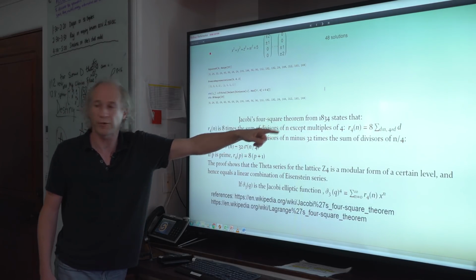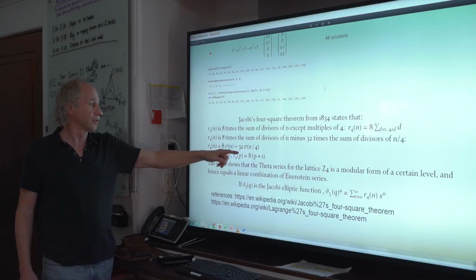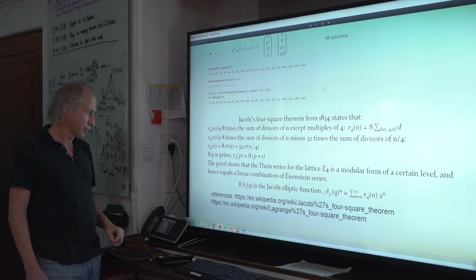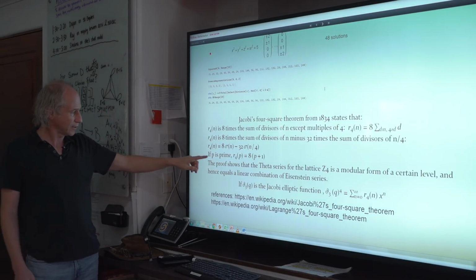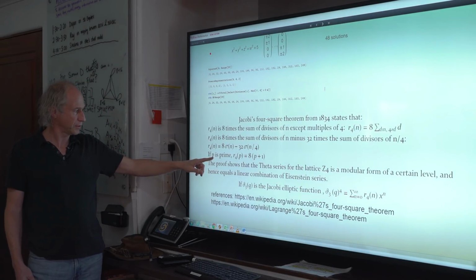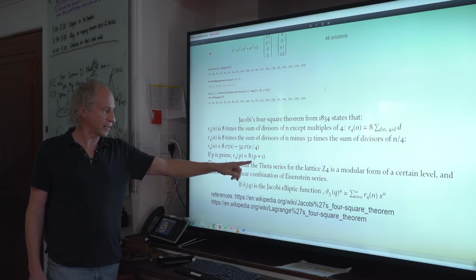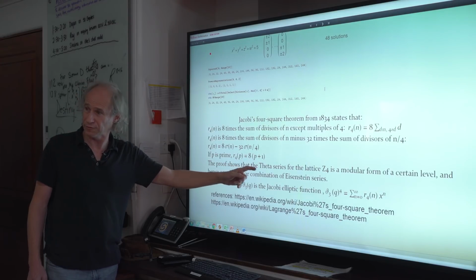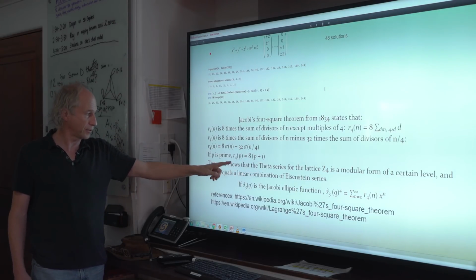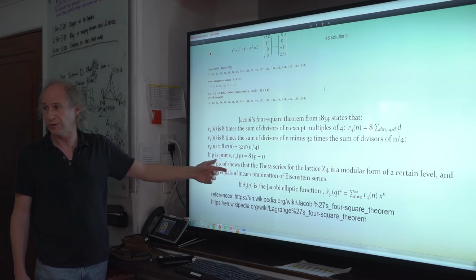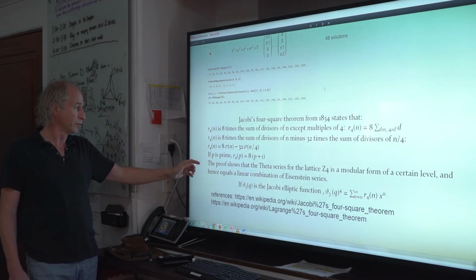This is to remove the points which are multiples of 4 by saying that if n is not divisible by 4, then this is 0. And then we can see that, for example, if p is a prime, the R4 of p is 8 times p plus 1. So I have a direct formula in the case that the square radius is a prime number, one of the results from number theory. And then I can have many others.